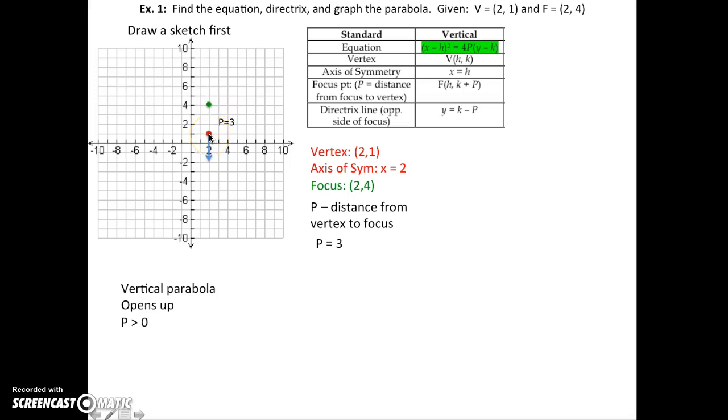And then if we need the directrix, we are going to go down the same p-value. So we're going to count down 3, which is going to end us up at y equals -2. So the equation we have, filling in all the blanks, is (x minus 2), that comes from our h value, equals 12, which comes from 4 times p, times (y minus 1), that's our k value.